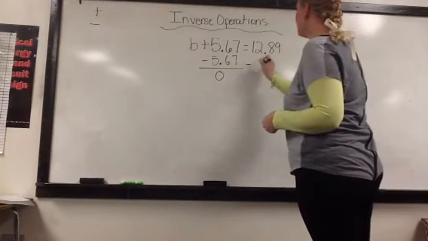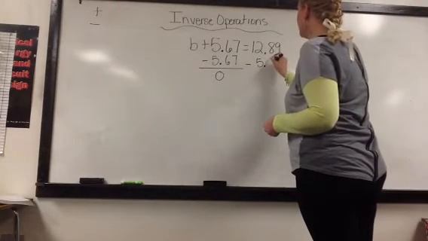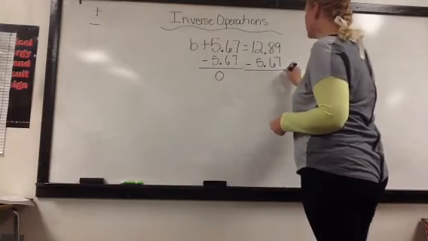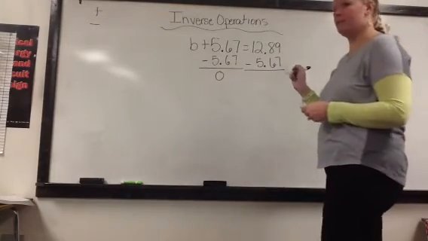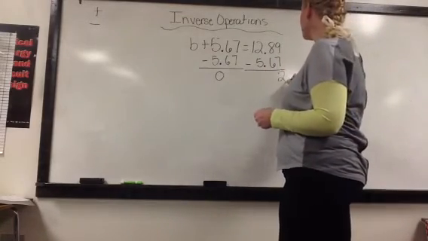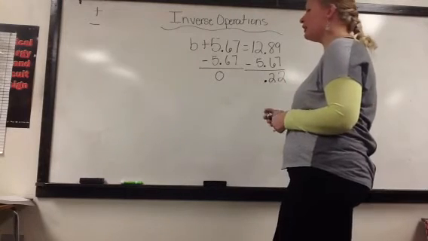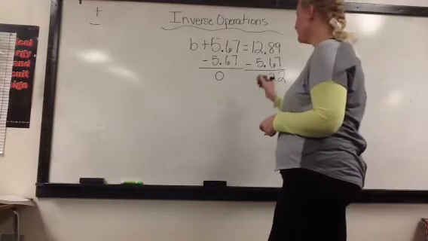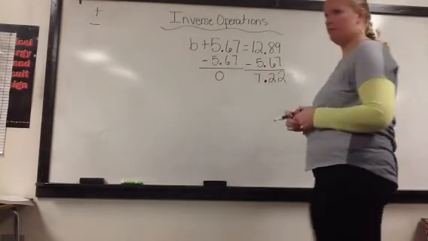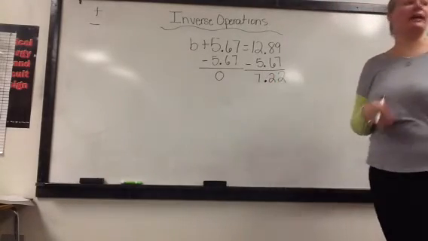So now I have minus 5 and 67/100ths. What's 9 minus 7? 2. 8 minus 6? 2. I bring down my decimal. What is 12 minus 5? 7. Okay? How would I check my work?